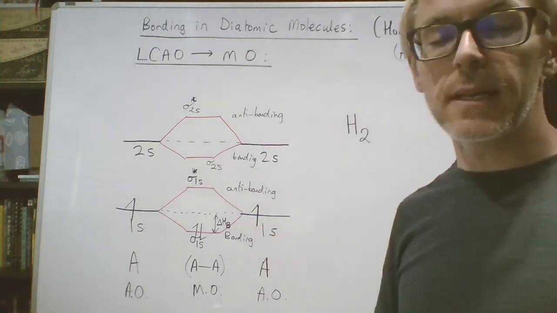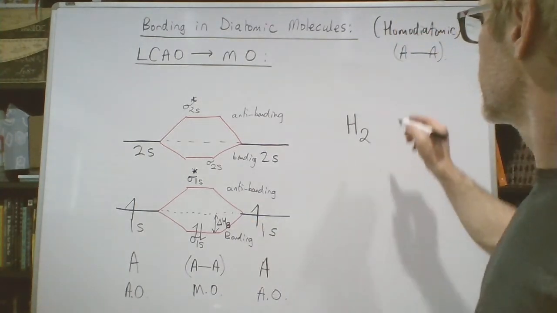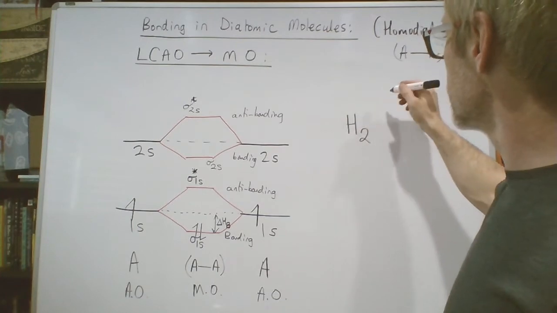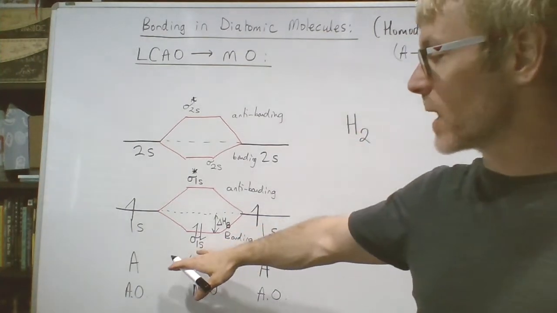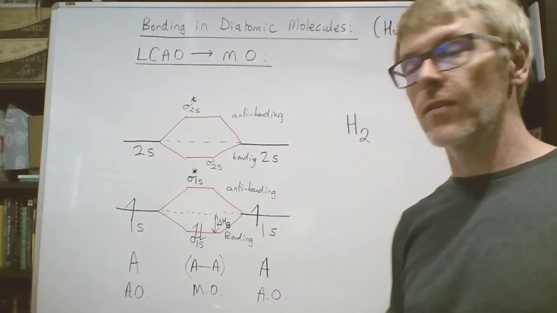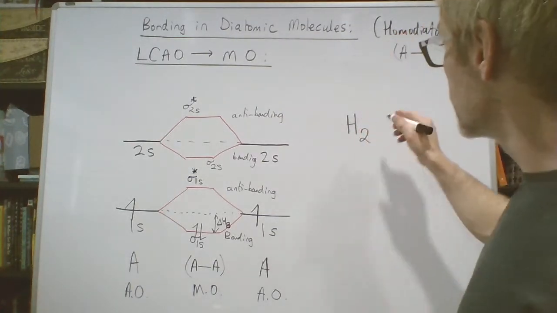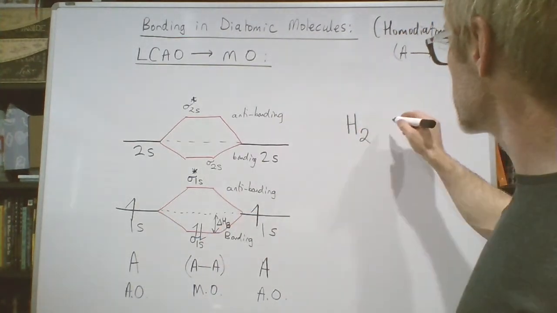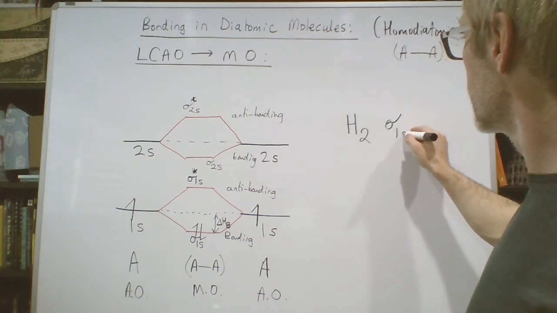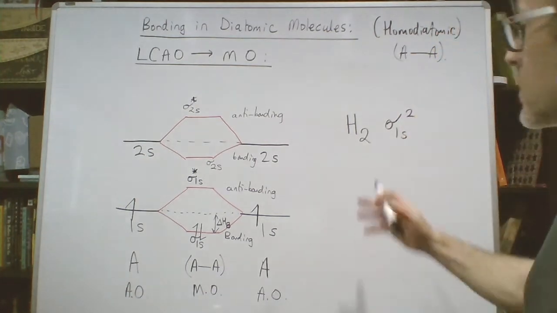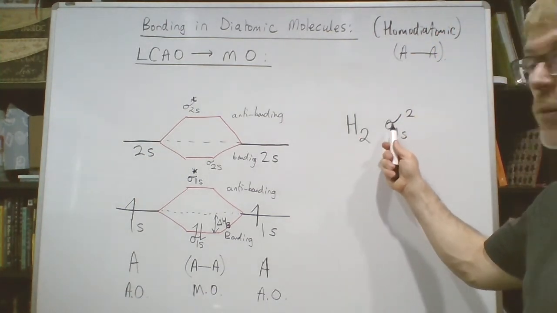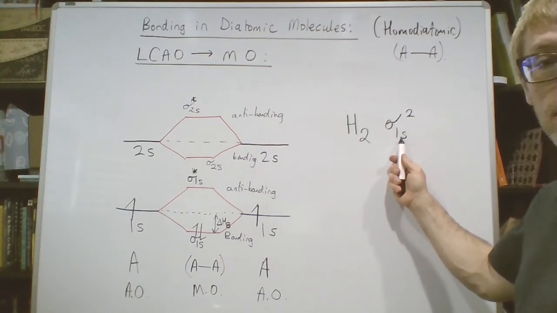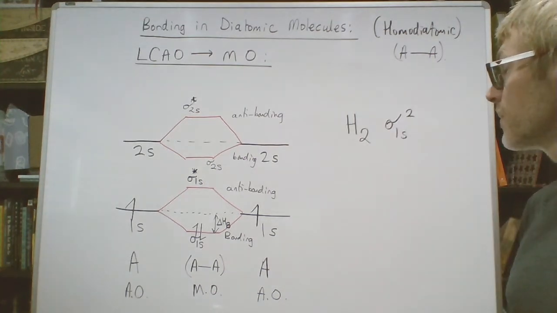We can actually calculate the bond order. So let's look at how you would write the molecular electron configuration. So you would write this as sigma 1s 2. So there's 2 electrons in this molecule. They're both in a sigma 1s molecular orbital, and there are 2 electrons.